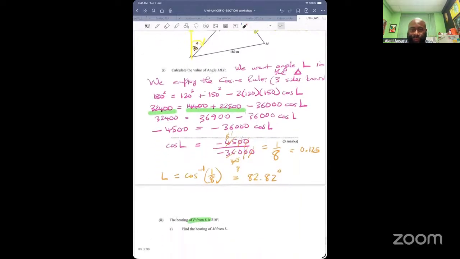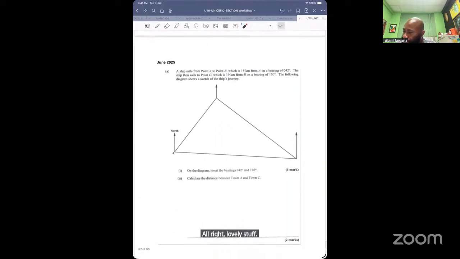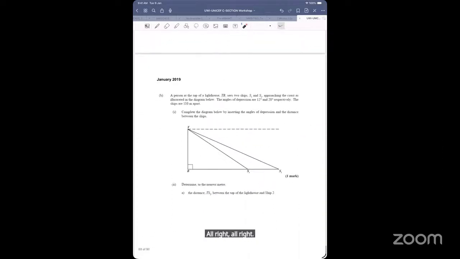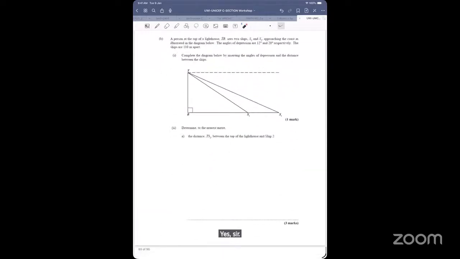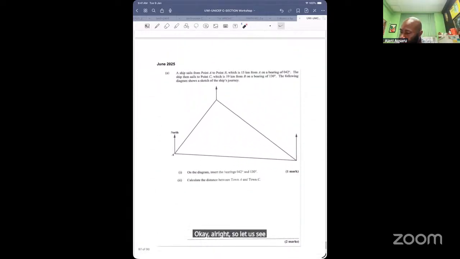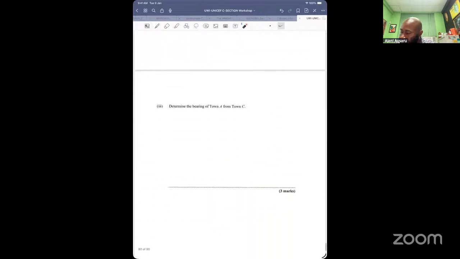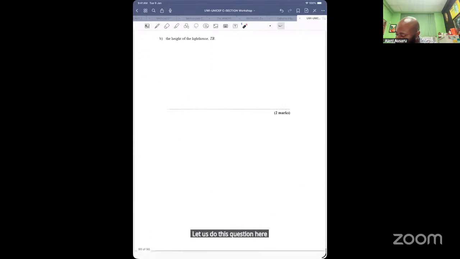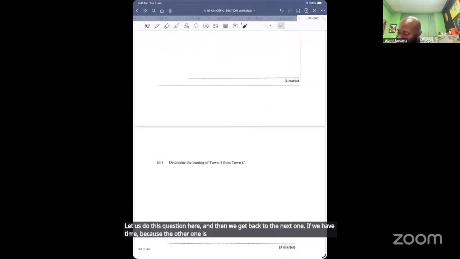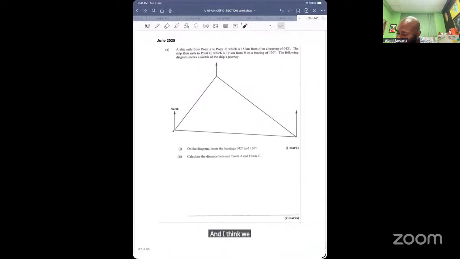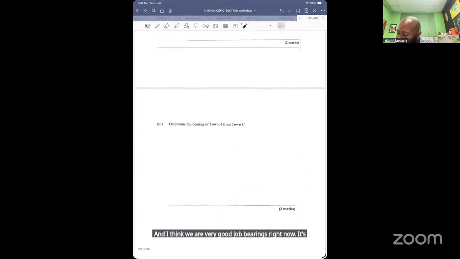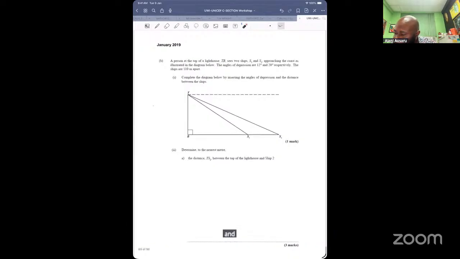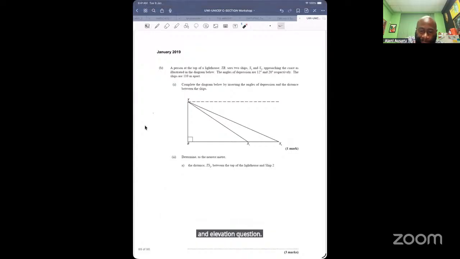All right, lovely stuff. Everybody good? Yes, sir. All right. Okay, so let us see now. Let us do this question here, and then we get back to the next one if we have time, because the other one is also a bearing one. And I think we're very good with our bearings right now. This one here is an angle of depression and elevation question. So I want to cover that before we go.